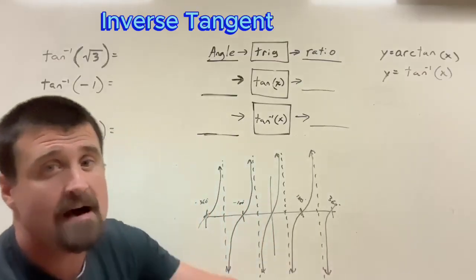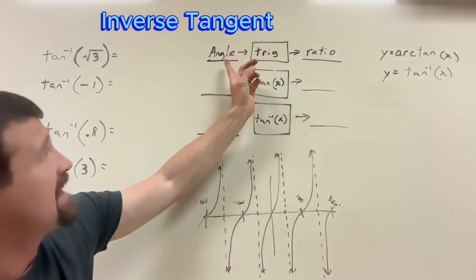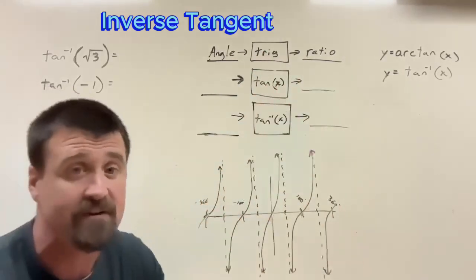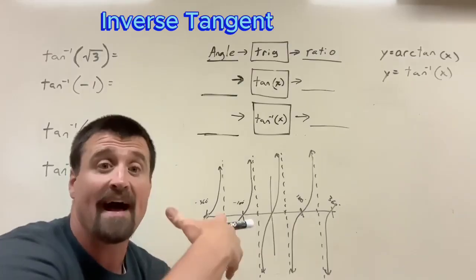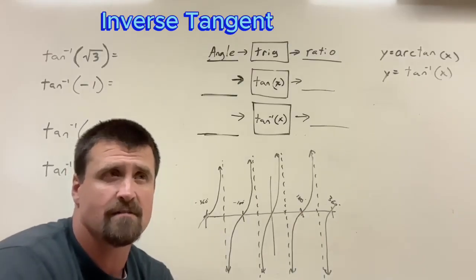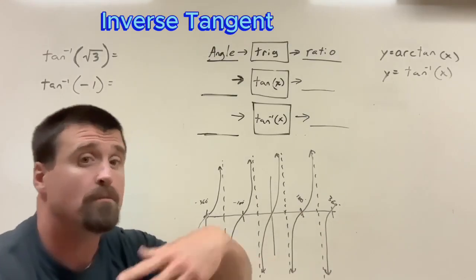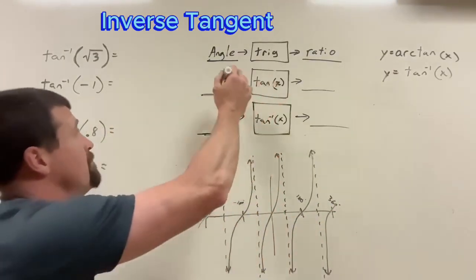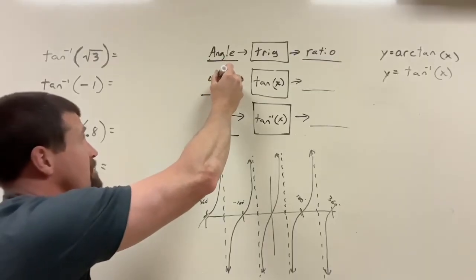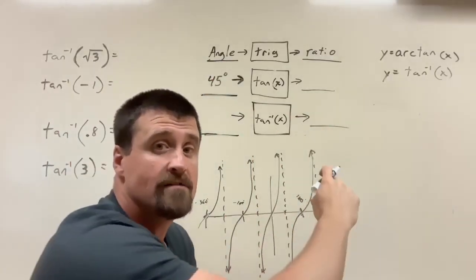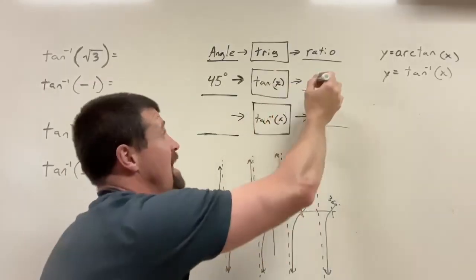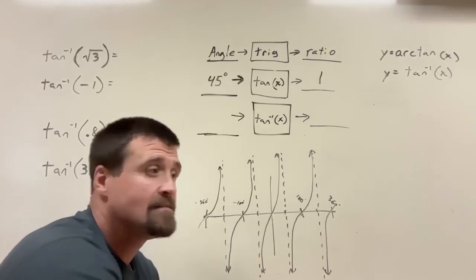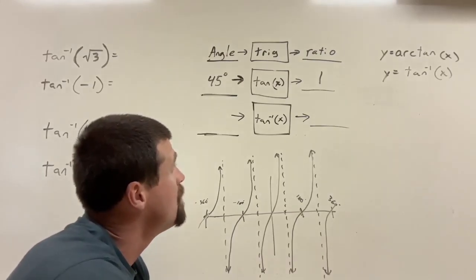So let's talk about the concept. Trig functions take angles and give us ratios. Angle goes in, ratio comes out. For tangent specifically, we put in an angle, we get out the opposite over adjacent ratio. So for instance, if I were to plug in the angle 45 degrees, or pi over 4 radians, the tangent of that would be 1, because if you're looking at your unit circle, the y divided by the x is equal to 1.